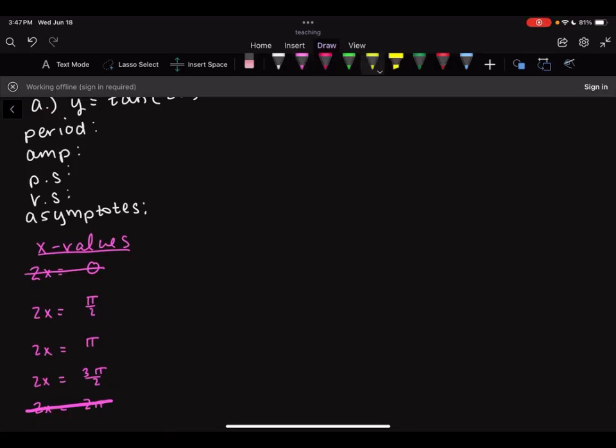So to solve for x, I'm going to divide by 2 or multiply by 1/2, depending on how you want to think about it. So this is going to give me x equals pi over 4, x equals pi over 2, and x equals 3 pi over 4.